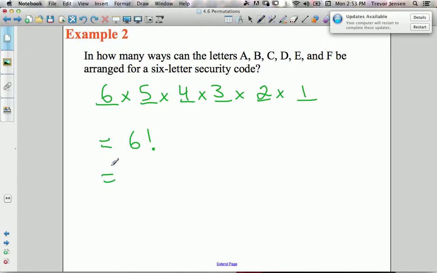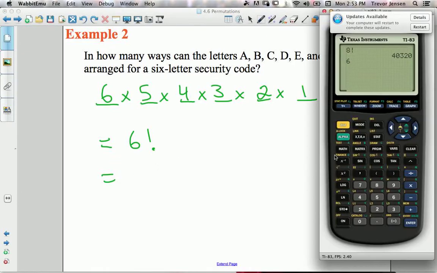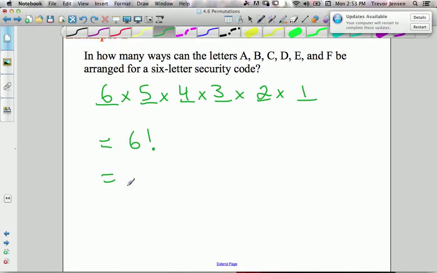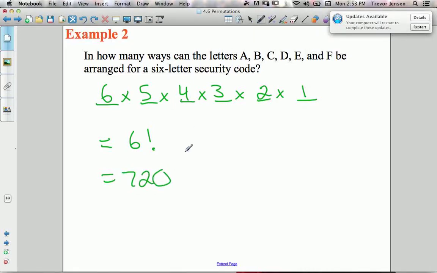And remember, you can type that on your calculator like this: 6, math, over to probability, number 4 is the factorial button. 6 factorial is equivalent to 720. So there are 720 different 6-letter security codes if we just have to rearrange these 6 letters. We can't repeat any of those letters. If you could repeat those letters, using any of the 6 as many times as you want, we would then have 6 times 6 times 6 times 6 times 6 times 6. But because we can't repeat them, it's just rearranging those 6 letters. That's why we do 6 factorial.